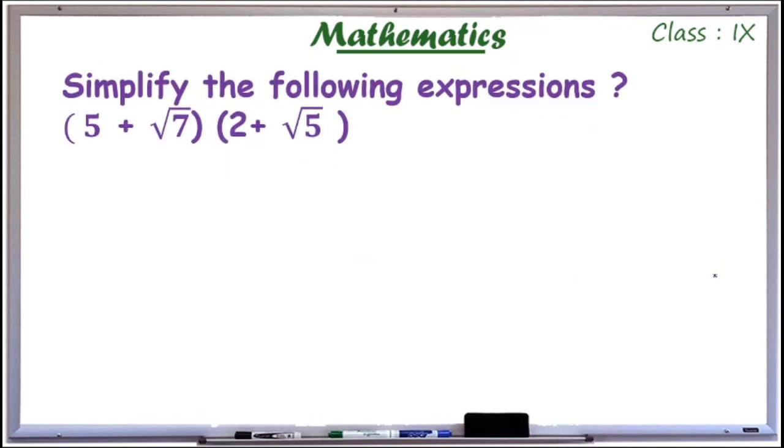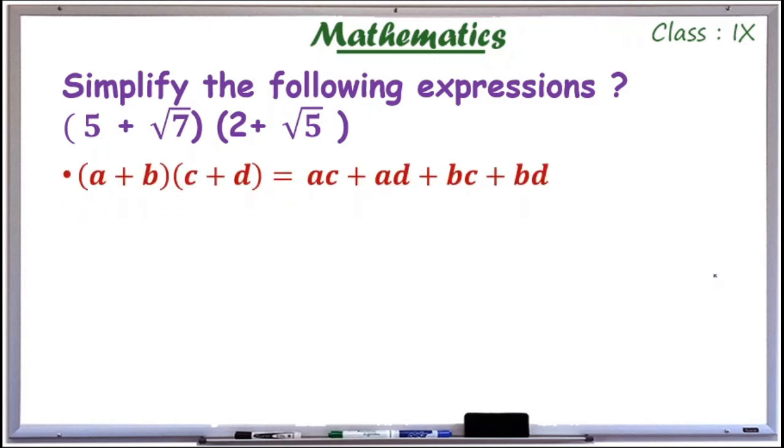Simplify the following expressions. 5 plus root 7 into 2 plus root 5. So we have to use an identity, a plus b into c plus d. The answer of a plus b into c plus d is equal to ac plus ad plus bc plus bd.